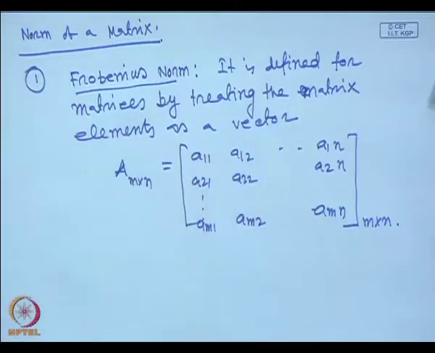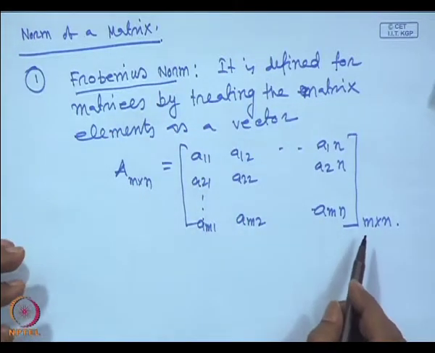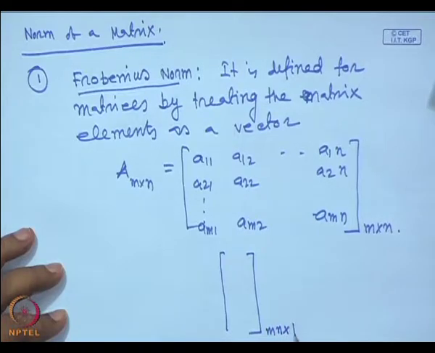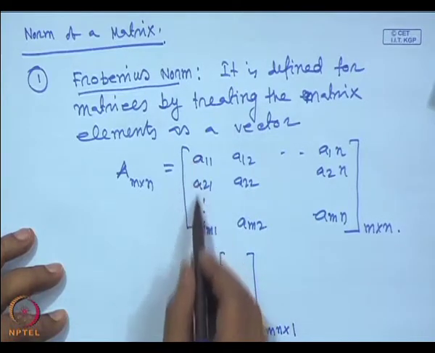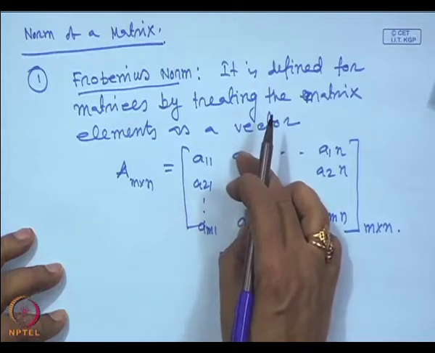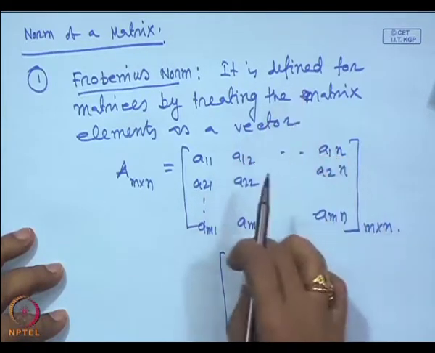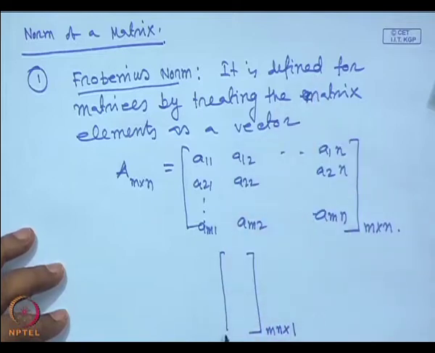So, the whole thing will be a vector of dimension n cross 1, and this whole thing will be a vector of dimension m into n cross 1. That means below this vector you keep the second column, below that one keep a third column, below this one keep the fourth column, and in this way you will get a vector of dimension m into n cross 1.